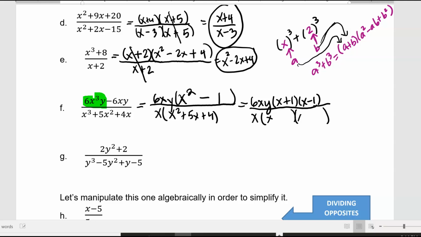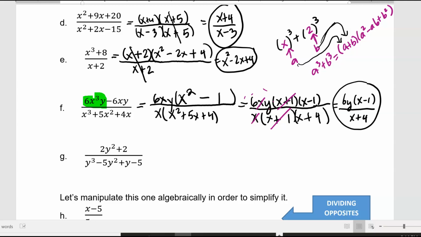We have factors of 4 that give us 5. That will be 4 and 1, plus plus. And what do we have in common here? Definitely an x plus 1 is in common, but can you see another common factor? Well, believe it or not, we can cancel the x's because all of this is multiplication here. So we can cancel those x's out as well. So our final answer is 6y times x minus 1 over x plus 4.